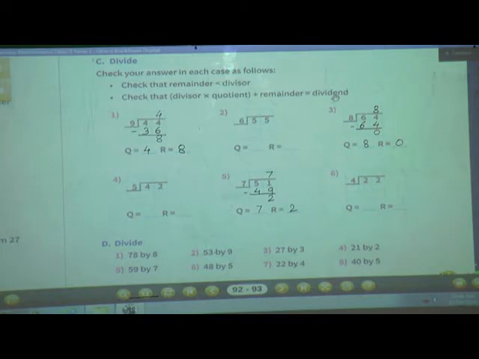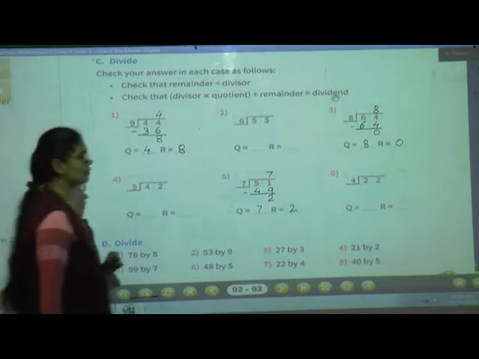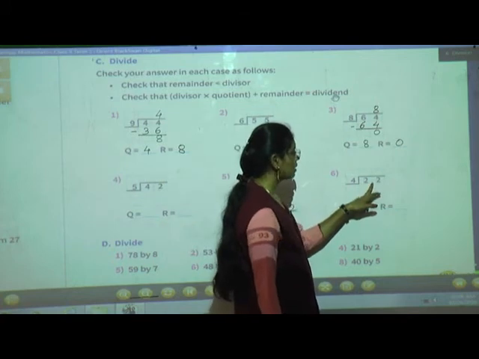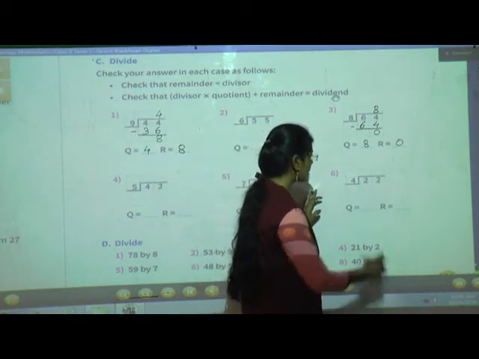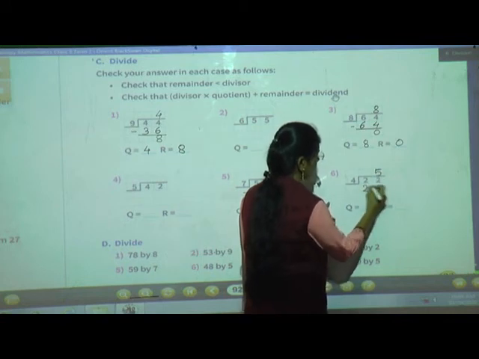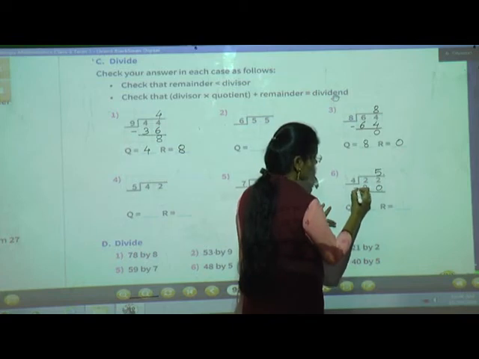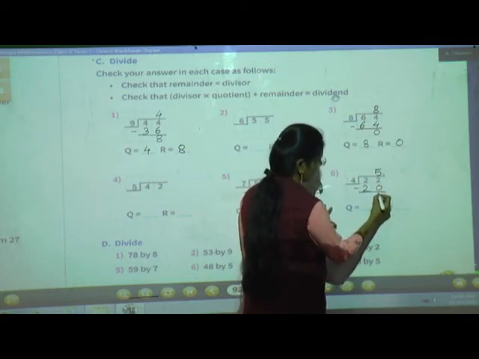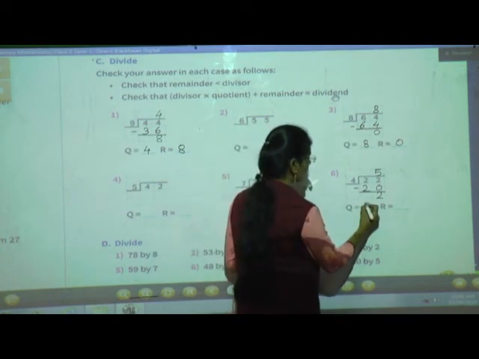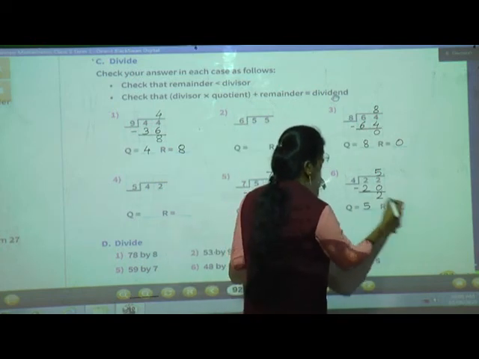We will take 22 divided by 4. Now see the table of 4. Is 22 there? No. Which number is there then smaller than 22? 20 is there. 4 fives are 20. So if we do 22 minus 20, the remainder will be 2. So what is the quotient? 5 is the quotient and the remainder is 2.